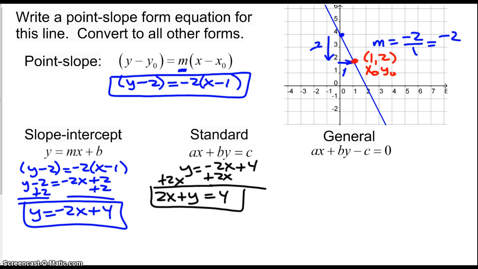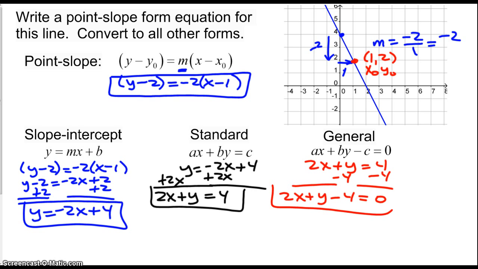And then if I want to convert to general form, I already know that 2x plus y equals 4 works. For general form, I have to have a 0 on the right side, so all I need to do is subtract a 4. 2x plus y minus 4 equals 0. Alright, so it was easiest to write the equation in point-slope form, and then I could convert using algebra to any of the other forms.